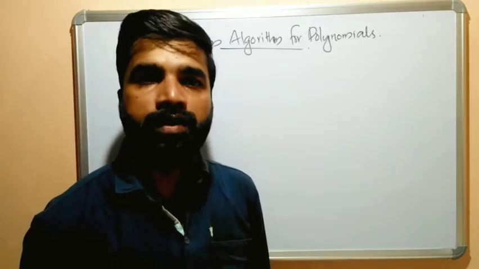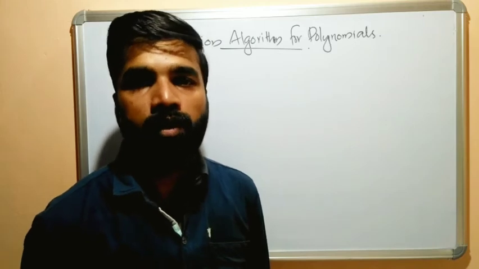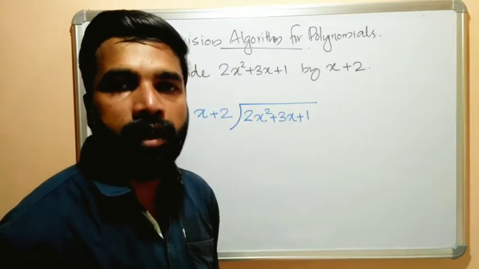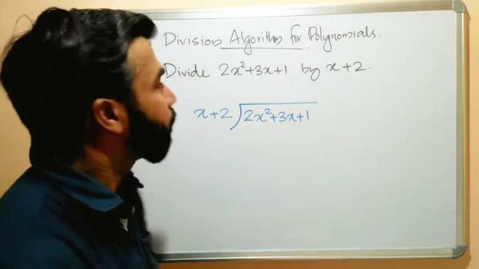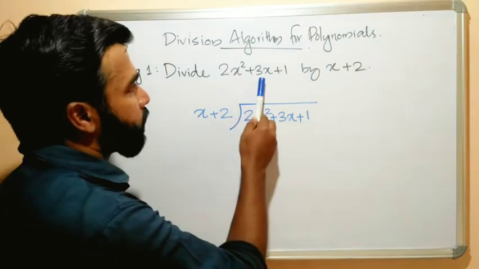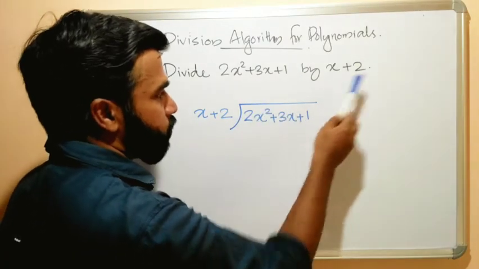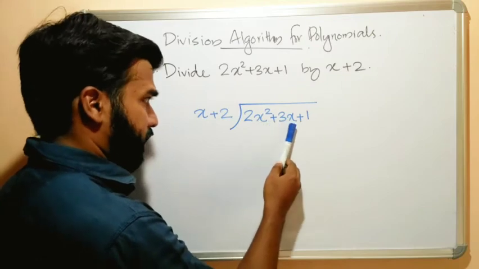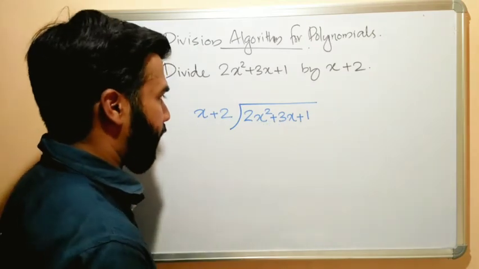Today, we are going to discuss the division algorithm for polynomials. Let us start this section with an example. That is, divide 2x² + 3x + 1 by x + 2.